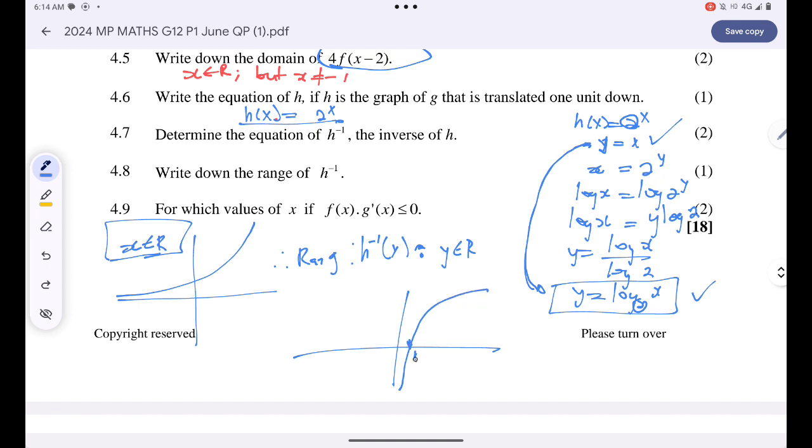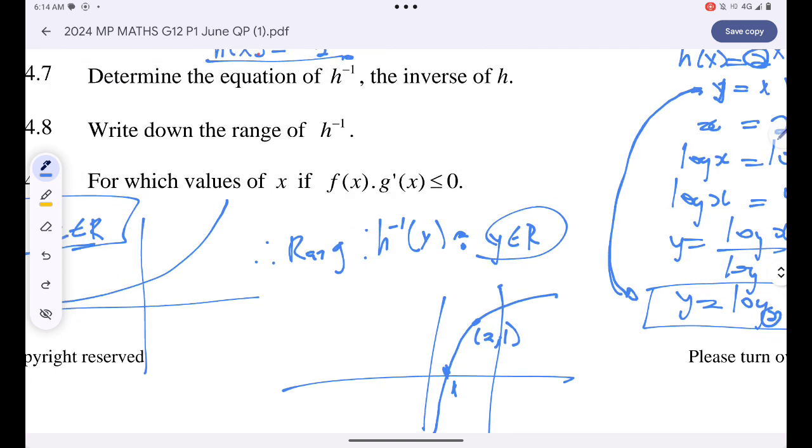You'll simply have your y-intercept there. Maybe you can have your extra point, probably when x is 2, y is 1. You can draw your graph like this. There's nothing wrong. You can see that, guys, according to y, your graph moves from negative infinity to positive infinity. That's why I simply said y is an element of real numbers. Are you together? Please note that the domain of your original graph should always be the range of your inverse graph, and the range of your original graph is always the domain of your inverse graph.